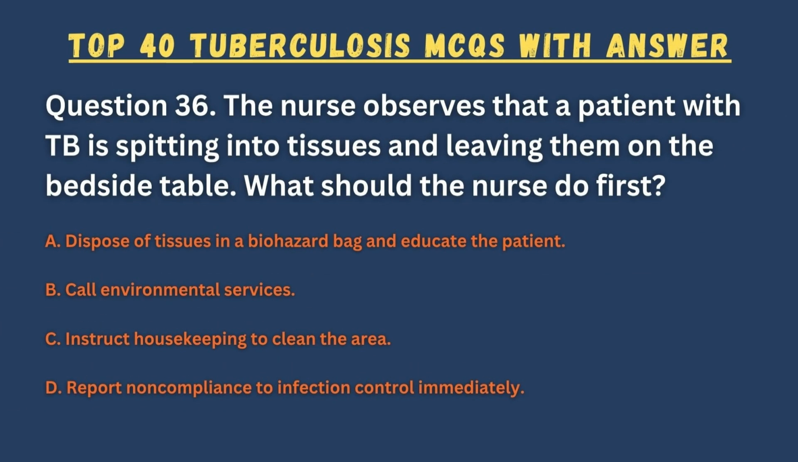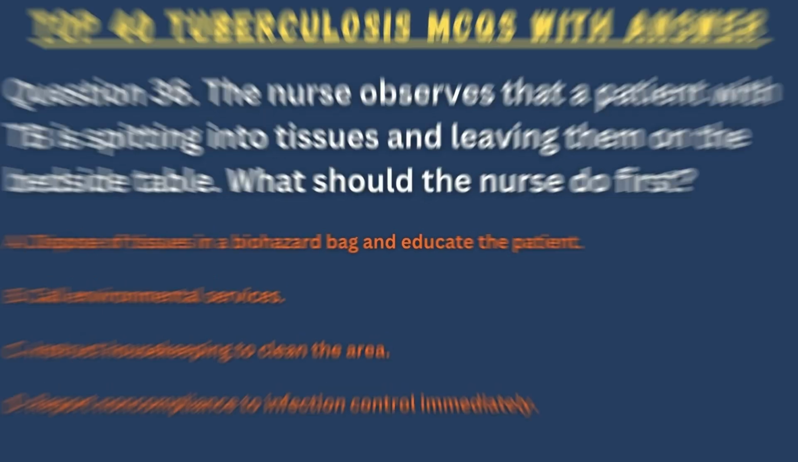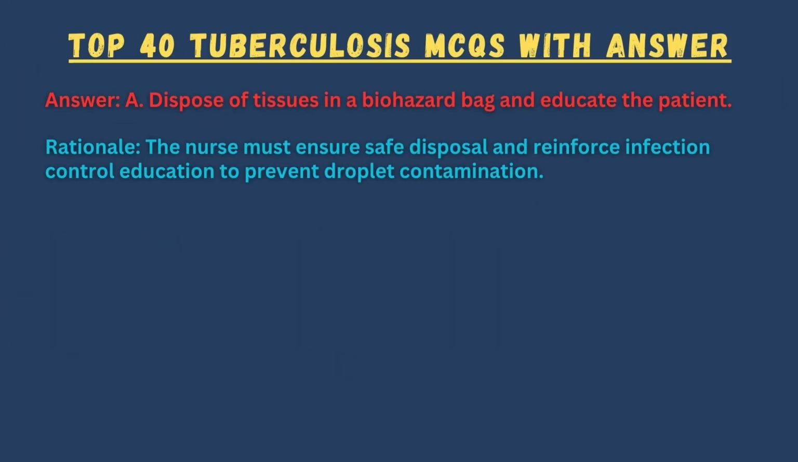Question 36. The nurse observes that a patient with TB is spitting into tissues and leaving them on the bedside table. What should the nurse do first? A. Dispose of tissues in a biohazard bag and educate the patient. B. Call environmental services. C. Instruct housekeeping to clean the area. D. Report noncompliance to infection control immediately. Answer: A. Dispose of tissues in a biohazard bag and educate the patient. Rationale: the nurse must ensure safe disposal and reinforce infection control education to prevent droplet contamination.